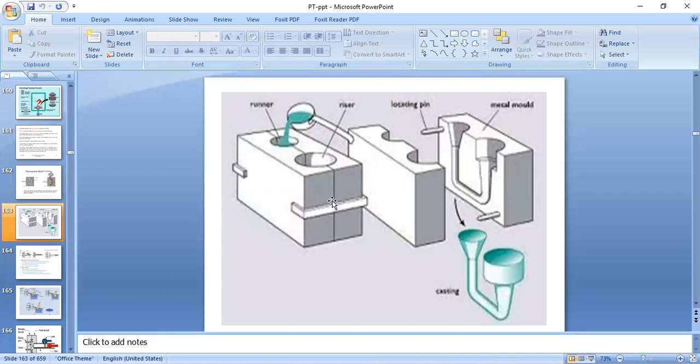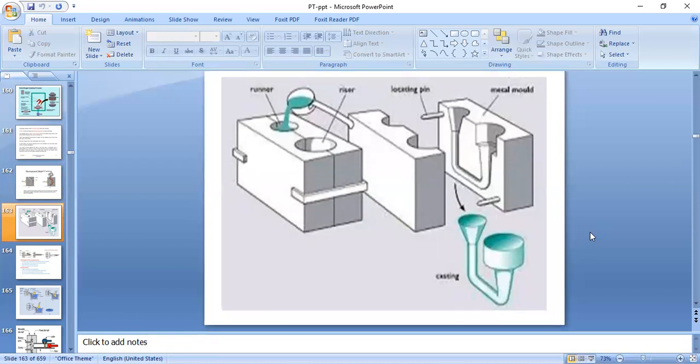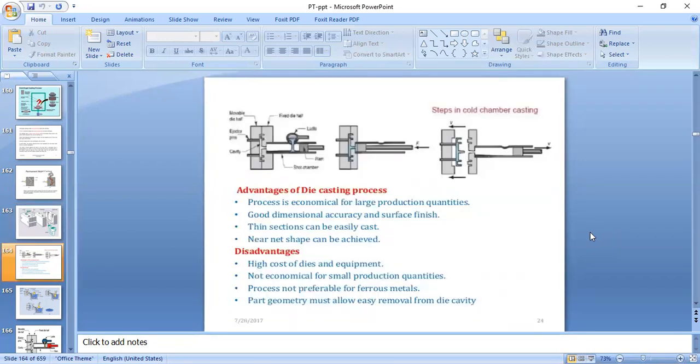After the metal is completely solidified, we separate the two halves and get a casting like this. This is known as the permanent mold casting process. Any number of castings of similar size, shape, and dimensional accuracy can be made with this kind of permanent mold casting process. Next, there are two kinds of permanent mold casting: one is hot chamber die casting, and the other is the cold chamber die casting process.